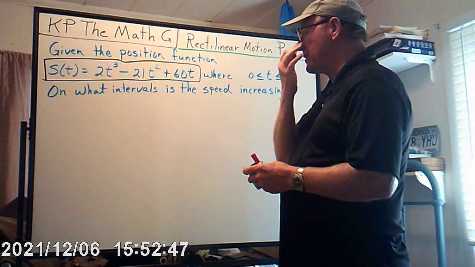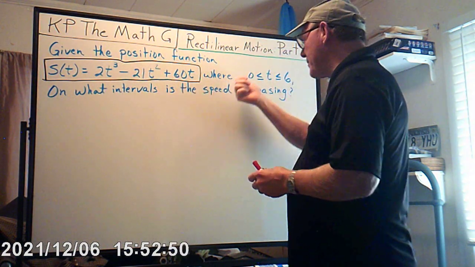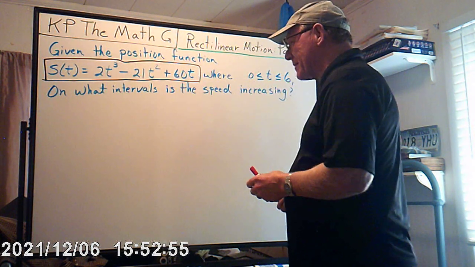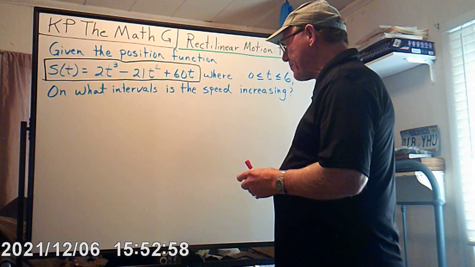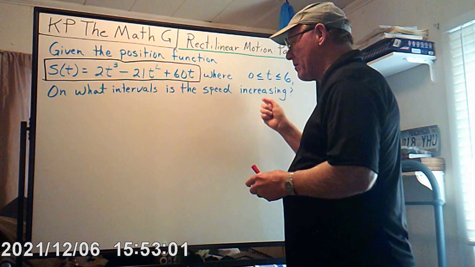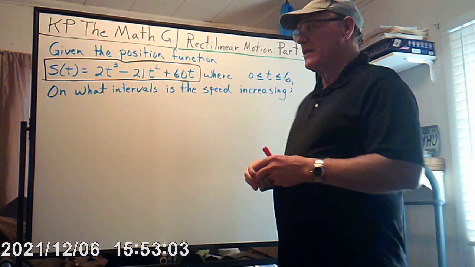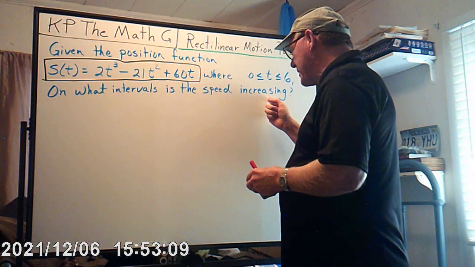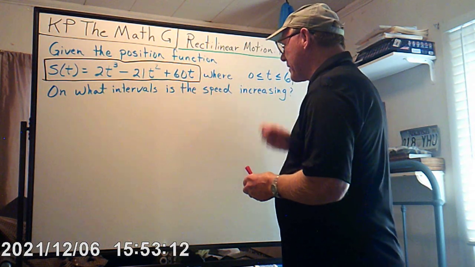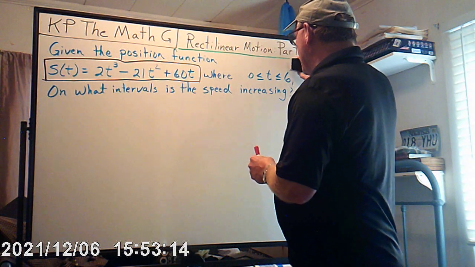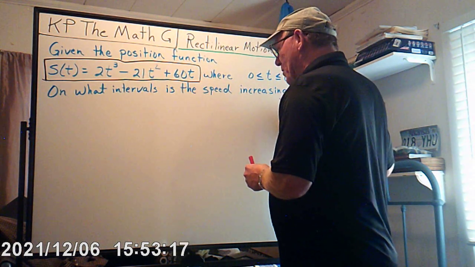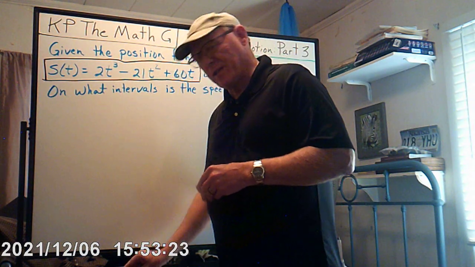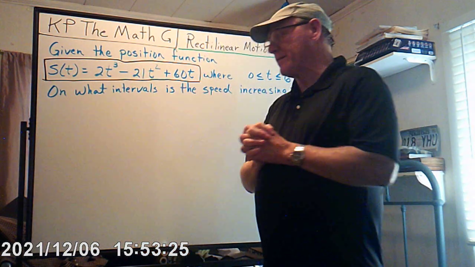Given the position function S at t, on the interval where t is between 0 and 6, including 0 and 6, on what intervals is the speed increasing? All we're looking at is increasing next time. I will likely show decreasing too, but we are interested in answering where it is increasing. I don't know when I'll give this video, probably tomorrow, maybe today, but I'm most likely going to wait till tomorrow.